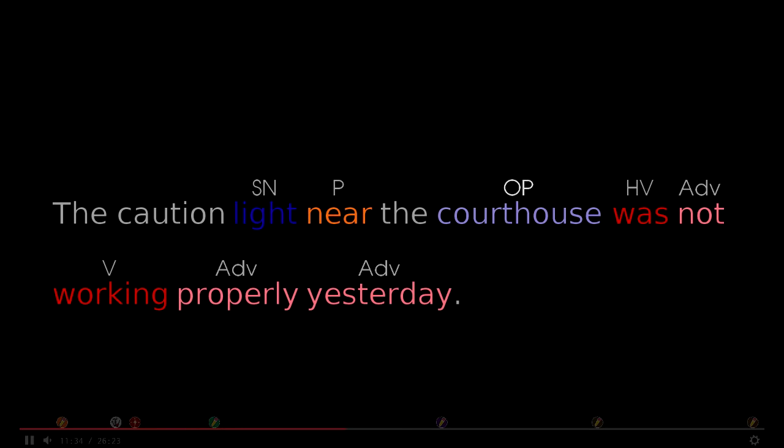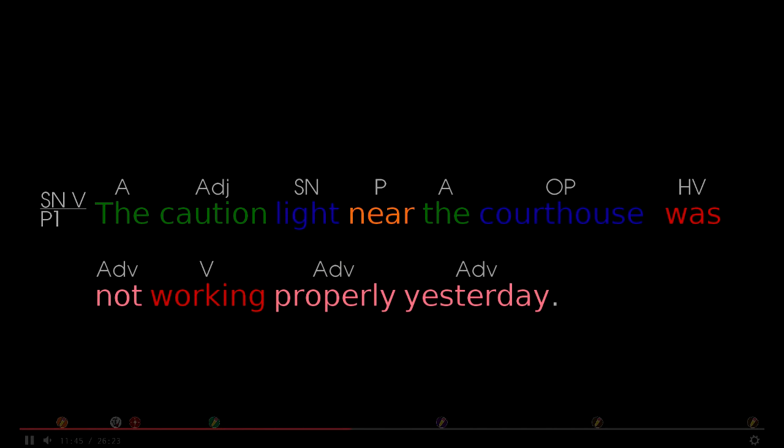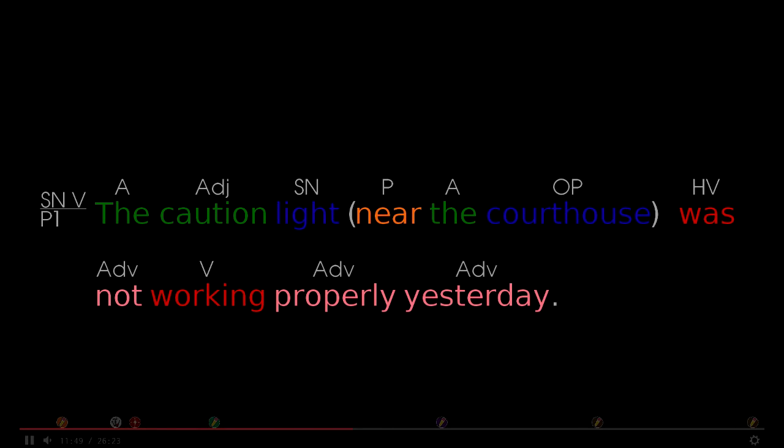Courthouse, object of the preposition. The, article adjective. What kind of light? Caution, adjective. The, article adjective. Subject noun verb pattern 1 skill check. Near the courthouse, prepositional phrase. Period, statement, declarative sentence. Go back to the verb. Divide the complete subject from the complete predicate. Is this sentence in a natural or inverted order? Natural, no change.